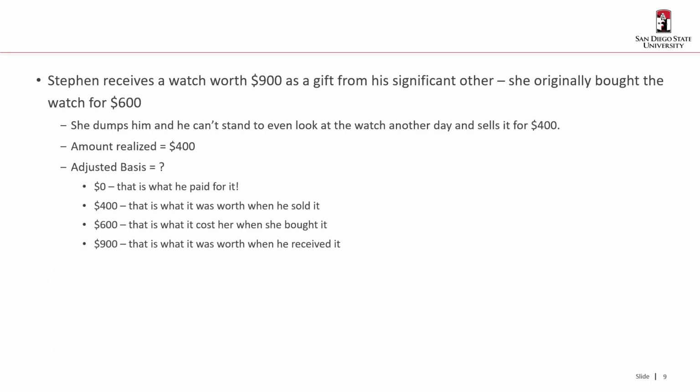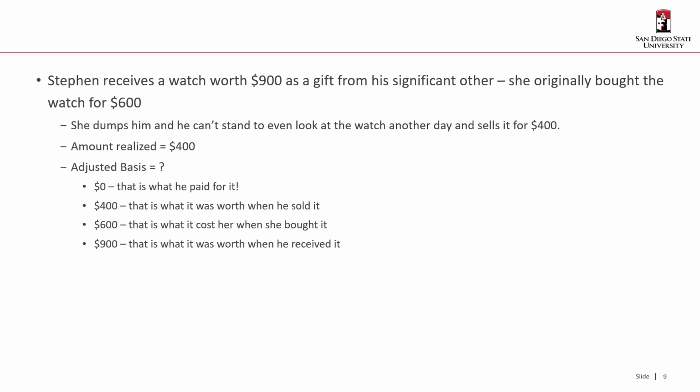Okay, so let's go on to our next weird example. In this case, Stephen receives a watch worth $900 as a gift from his significant other, and the significant other originally bought the watch for $600. However, a short time later, she dumps him. And poor Stephen can't stand to even look at the watch another day and decides to sell it for $400. So we know his amount realized on this sale is $400. We have a realization event, so we ought to be thinking amount realized minus adjusted basis.